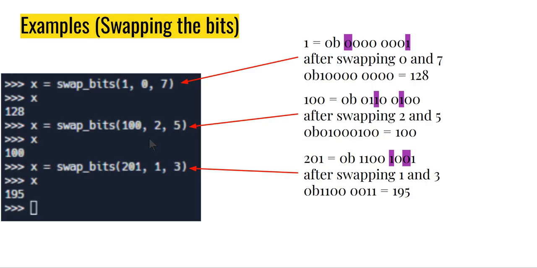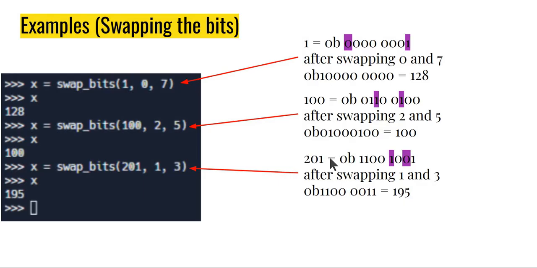Let's look at one more example, 100, positions 2 and 5. If I were to do this, I'm looking at bit number 2 and bit number 5. I've highlighted them. Both of them are ones, which means that even if I swap them, the number is going to be unchanged. That is still going to be 100. Finally, I've taken one more example. So 201, positions 1 and 3. I'm going to look at this bit and this bit, 0 and 1 here. When I swap them, it becomes 0011, and that is 195. So this is what we are expecting.